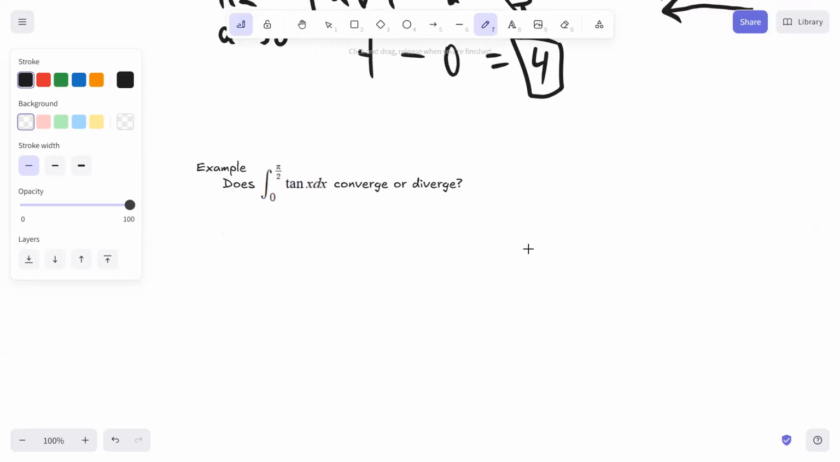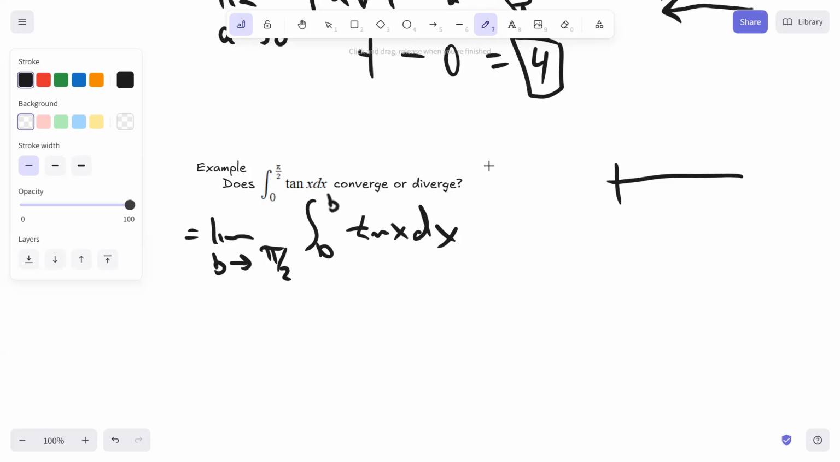Next one we want to look at is, does the integral from 0 to pi over 2 of tangent x converge or diverge? Tangent is undefined at pi over 2, so we would have to rewrite this as the limit as b approaches pi over 2 of the integral from 0 to b of tangent x dx. If you think of the interval just on the x-axis from 0 to pi over 2, you have to approach pi over 2 from the left. So it's very important to put that little negative there to have the correct one-sided limit.